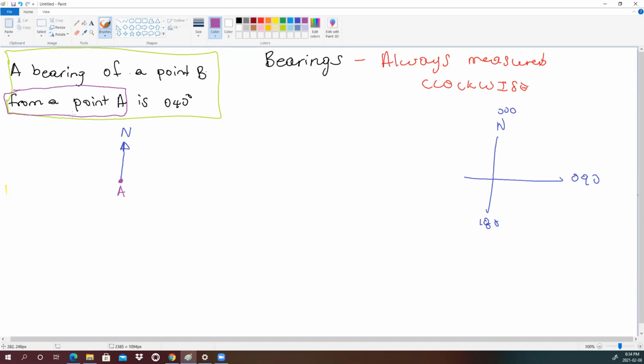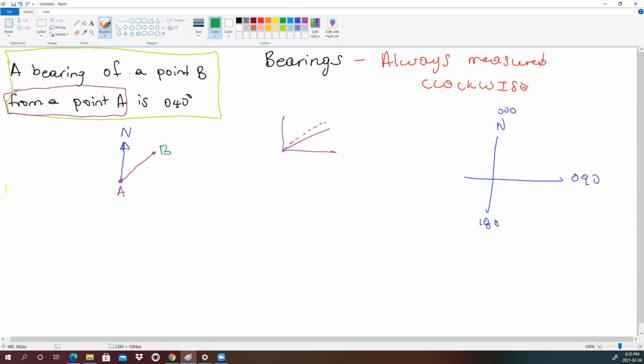The bearing of point B from point A is 40 degrees. So we know that point B is 40 degrees moving from point A. This is what 90 degrees looks like. Halfway there is 45, so 40 is going to be somewhere like that, and it's not drawn to scale, so you don't have to worry about it being perfect. So I'm going to just draw my line somewhere like this and call this B.